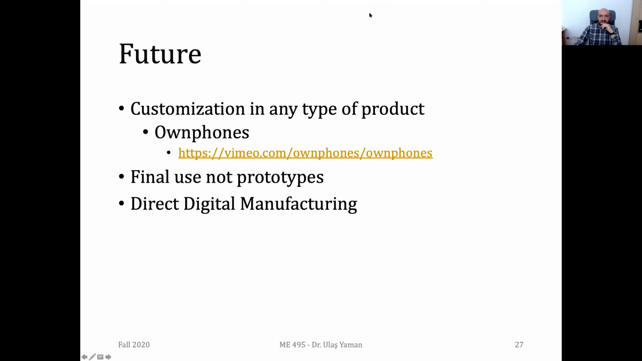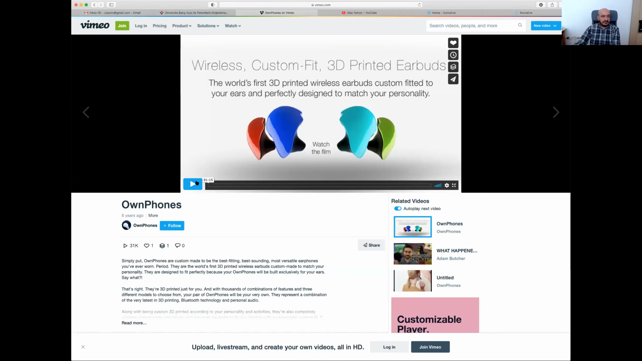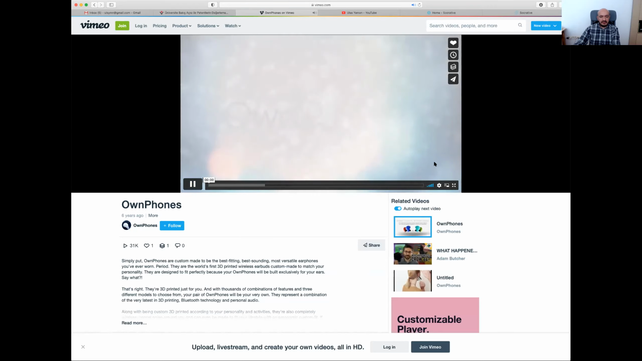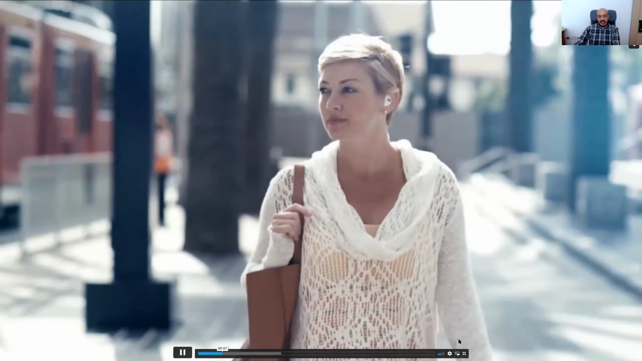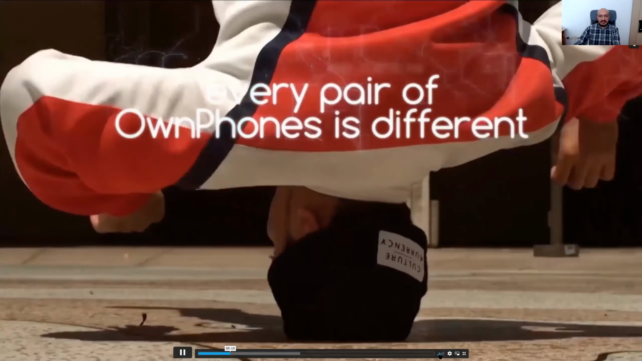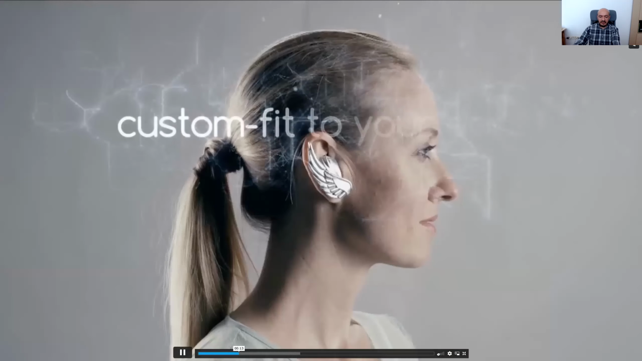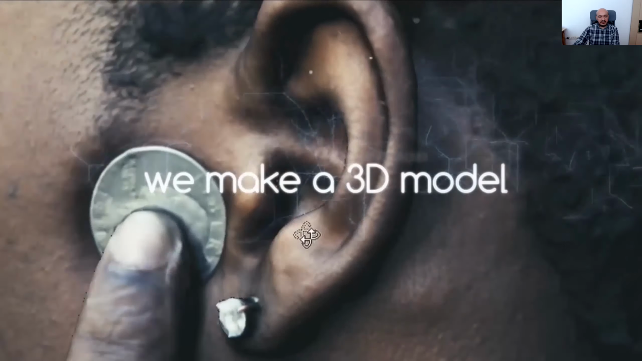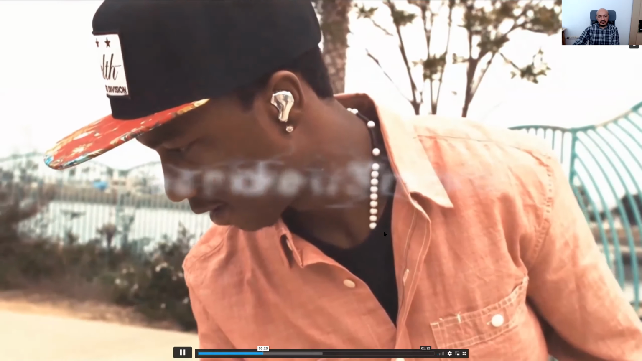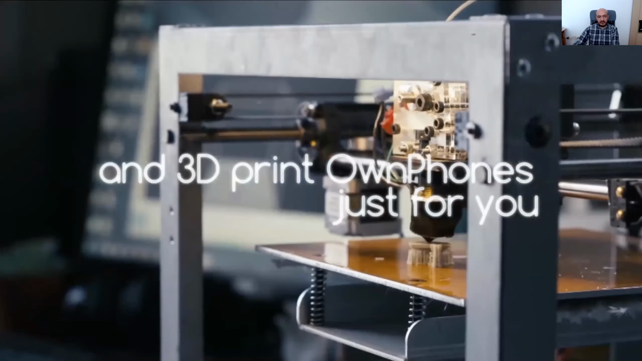I will show you. Let me open the video first and then share the screen. Company called Own Phones, and they are producing earbuds for everyone. This is how they do it. So you simply scan your ear and then transfer this information to the company, and they produce an earbud for you. This is how they do it. You place a kind of whiteboard and do a kind of scanning with the help of your mobile phone.